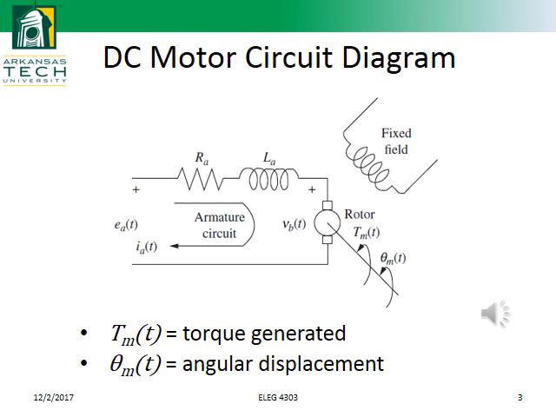The circuit model is shown in this diagram. The armature winding is represented as having a resistance R sub A. Because the winding is wound around the armature, it also has an inductance L sub A. The back EMF is shown as V sub B as a function of T across the rotor. The fixed field is created by fixed electromagnets. The output of the circuit is the developed torque and angular displacement of the rotor.